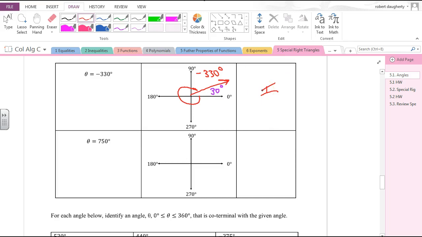750 degrees. So what do you know about 750? Yeah, so 2 revolutions is 720. So it's going to go 1 time, 2 times, that's 720, and I have to go 30 more. Okay. So that's 750 degrees, and it ends in quadrant 1.